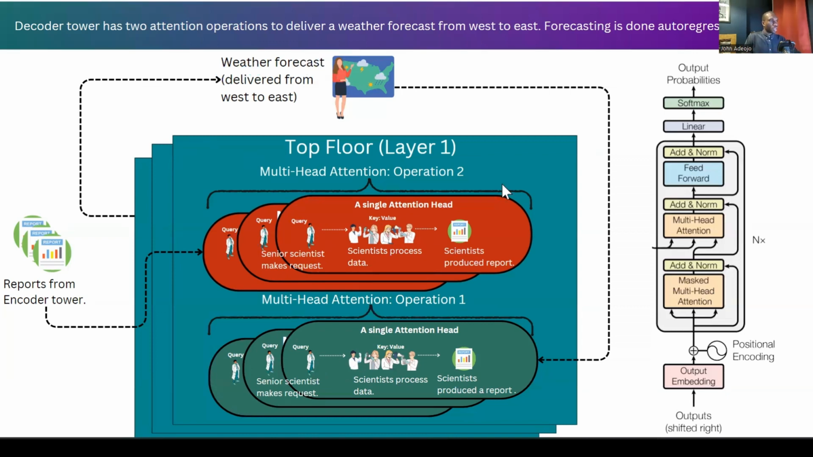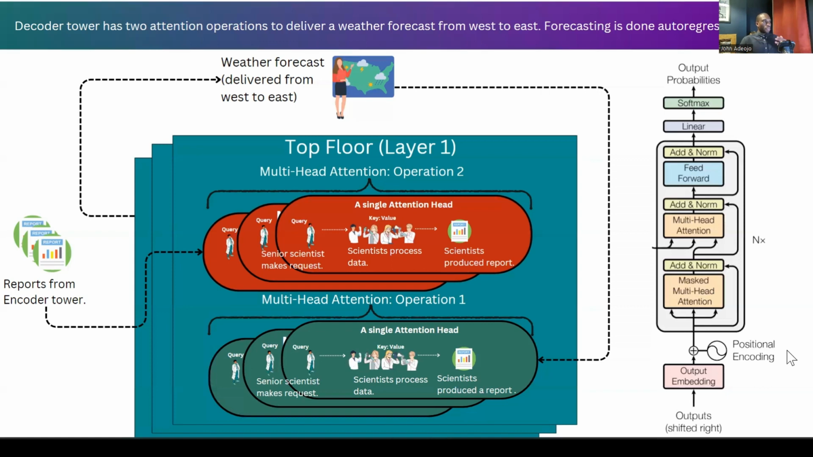So as we're working through the decoder, there is an awareness of the previous forecast generated in more westerly directions, and that's sent back through to the first floor, the top floor of the decoder tower, processed by the scientists, and then sent to the second operation. It's combined with the outputs from the encoder tower, and then that's processed downwards through the tower until the forecast is generated at the bottom. And you can see that aligns here with the decoder architecture.